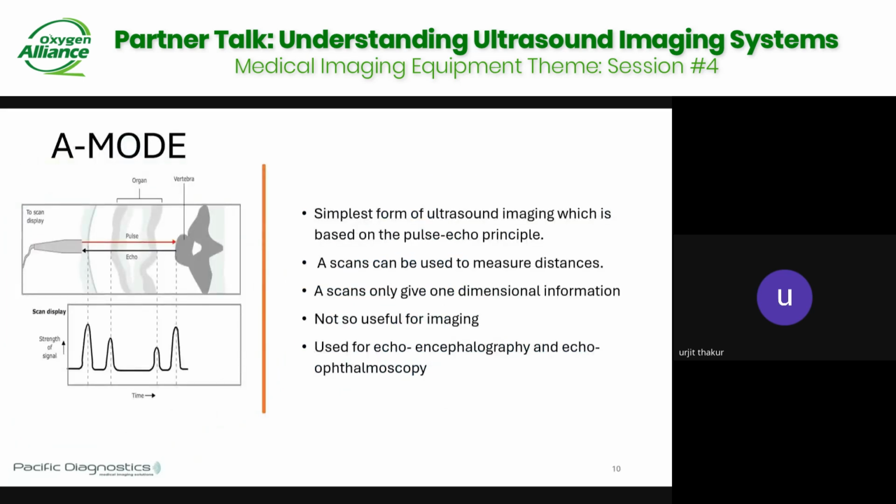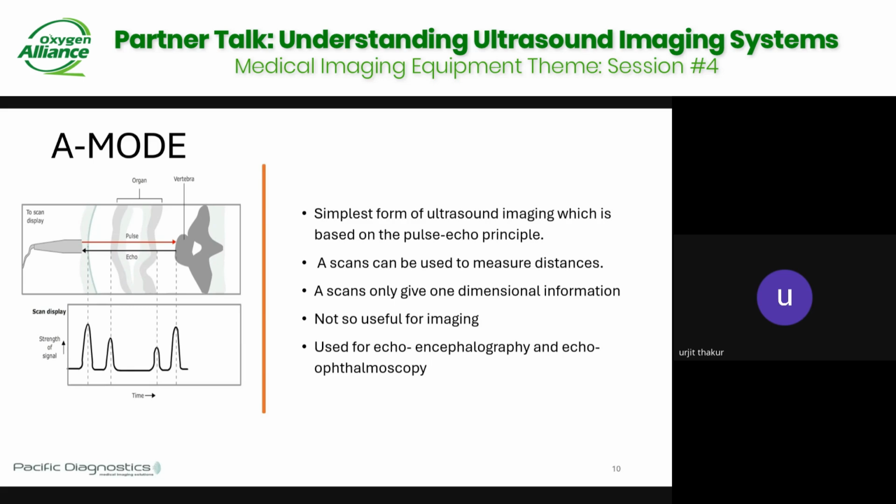A mode, also known as amplitude mode, is the simplest form of ultrasound imaging, which is based on the pulse echo principle, meaning you send a pulse and the echo comes back. It displays a single dimension, so you get one-dimensional information. Generally you use this mode only to measure distances. You don't get much from it. It's only useful for echoencephalography and echo ophthalmoscopy.